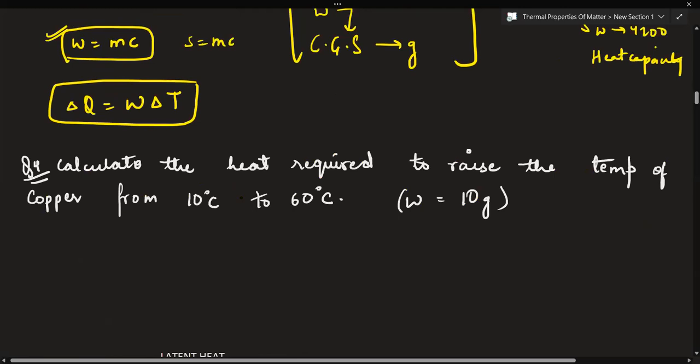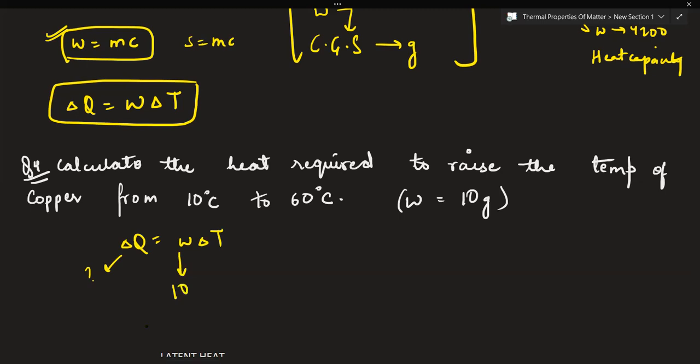Now see, calculate the heat required to raise the temperature of copper from 10 degrees Celsius to 60 degrees Celsius. Okay, one by one, you only will tell. Yes, Aisha. Which formula should I use? Q is equal to W delta T. Yes, delta Q is equal to W delta T. So I have to calculate the heat. Fine. Water equivalent, W, is given to me as 10 gram.